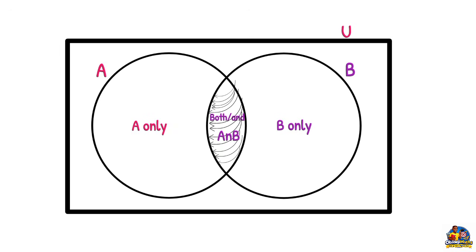Now, A only means what? It is only A, B is not there. B only means it is only B, A is not there. Now, that is neither. They are not in A and they are not in B. They are outside, but they are still in the universal set. Now, that is A intersection B complement. B complement means it is not in B, so it is only in A. B intersection A complement means it is not in A, but only in B. You can see the circle of A is not there.